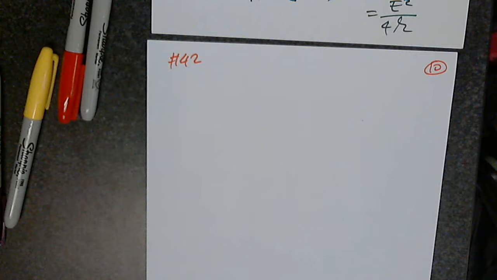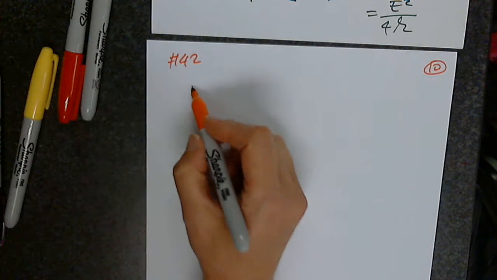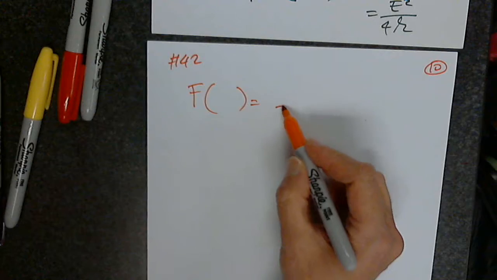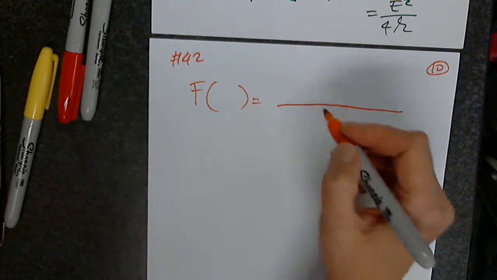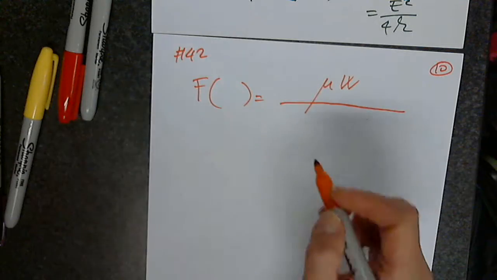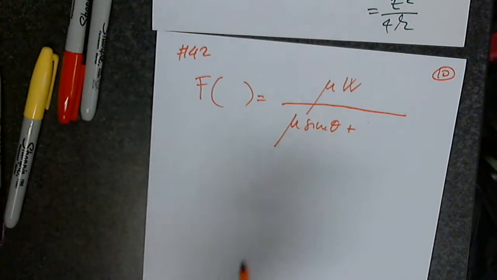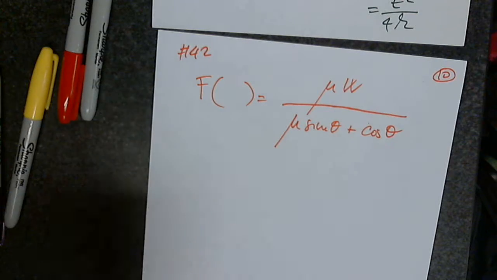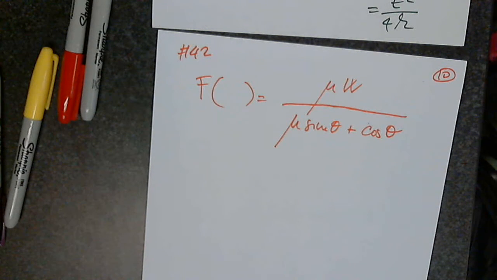An object with a weight W, so it's a positive number, is dragged along a horizontal line by a force acting along a rope attached to the object. If the rope makes an angle theta with the plane, then the magnitude of the force F is, and I am waiting to put the variable in there, mu W over mu sine theta plus cosine theta. There must be only one variable, and let's read again. W is the weight, fixed. Mu is a constant, fixed.